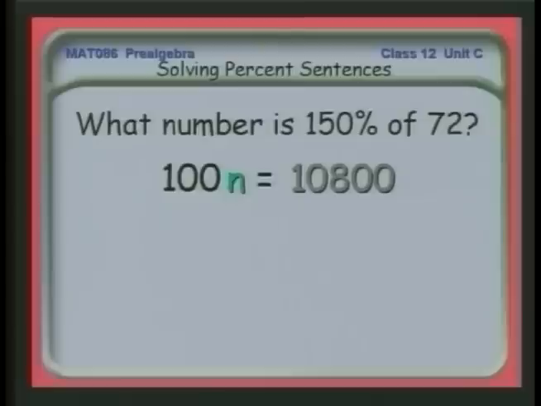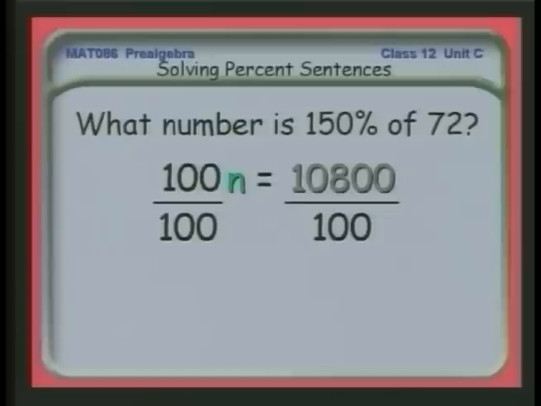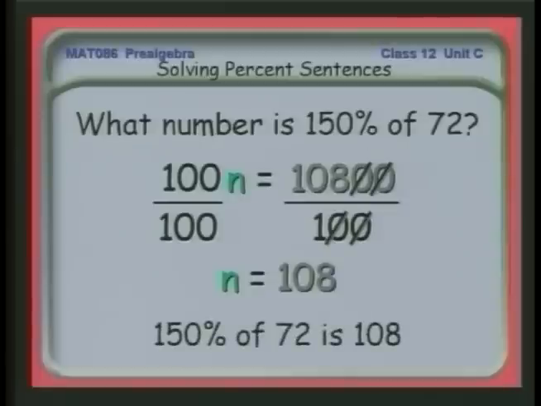When I do this, I see that I have to divide both sides by 100. Fair enough. I see I have 10,800 with 2 zeros and that 100 with 2 zeros. I take the shortcut of dividing numerator and denominator by 100 just by crossing out the zeros, and I find that n equals 108. I can say then 150% of 72 is 108.